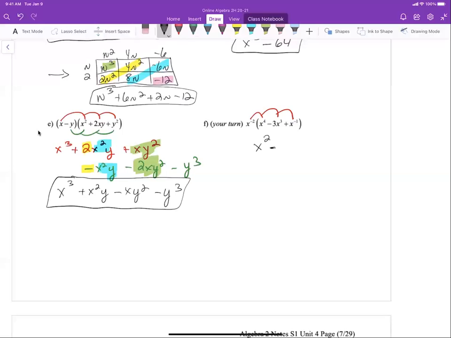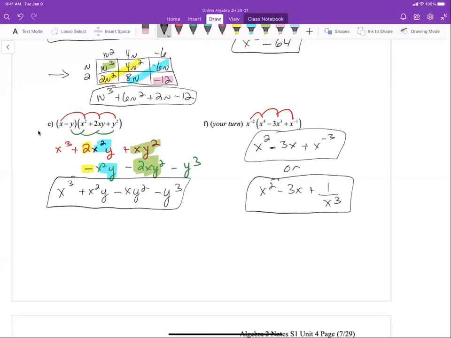And then I will have x cubed, and I will have 3 plus a negative 2, which will give me 3x. And then I have x to the negative 2 times x to the negative 1. Negative 2 plus a negative 1 will give me x to the negative 3. This is an acceptable answer. You could also write it as, you could change that last term to 1 over x cubed to get rid of the negative.